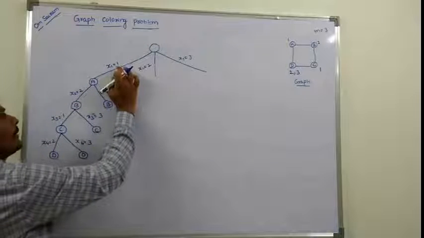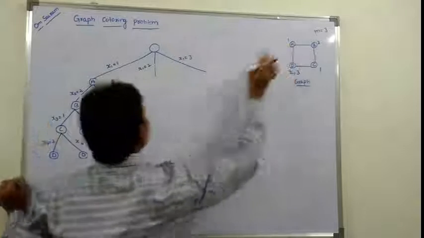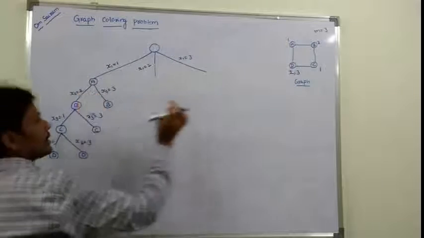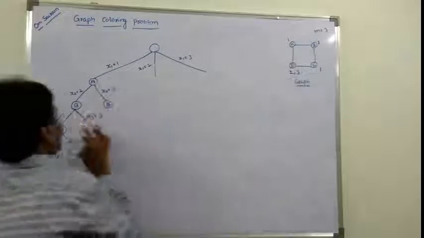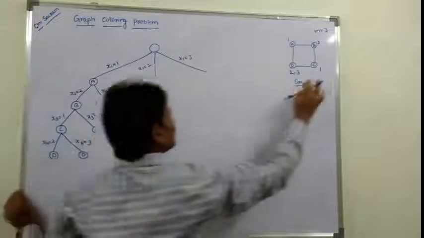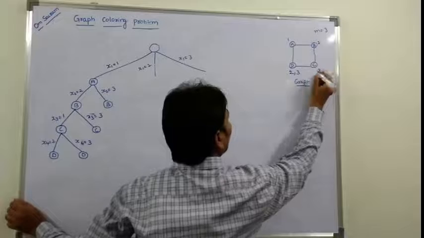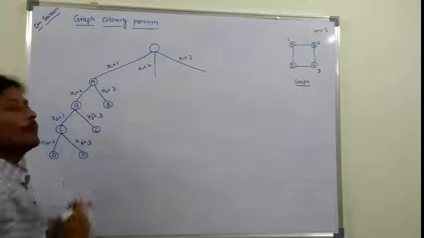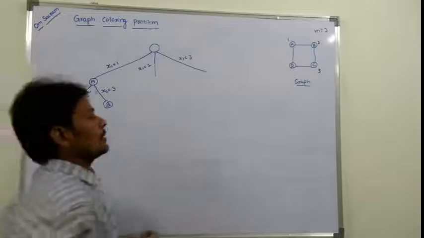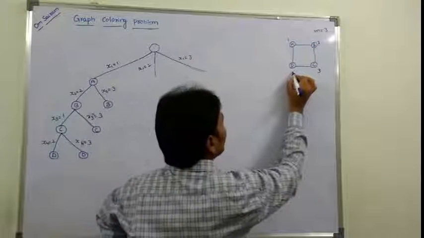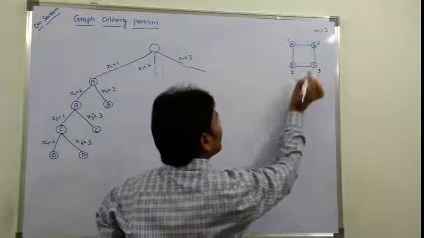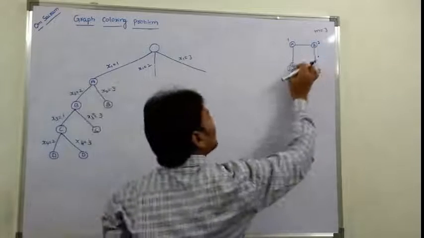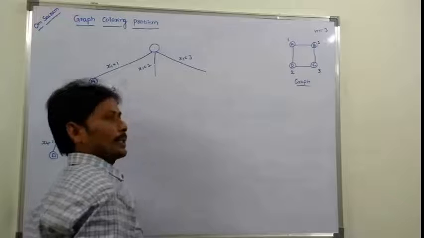Vertex A is first color. Next, vertex B is second color. Next, vertex C is third color. So what are the possible colors for vertex D? Which color are we using? The second color we are using for vertex D, because B and D are not adjacent.